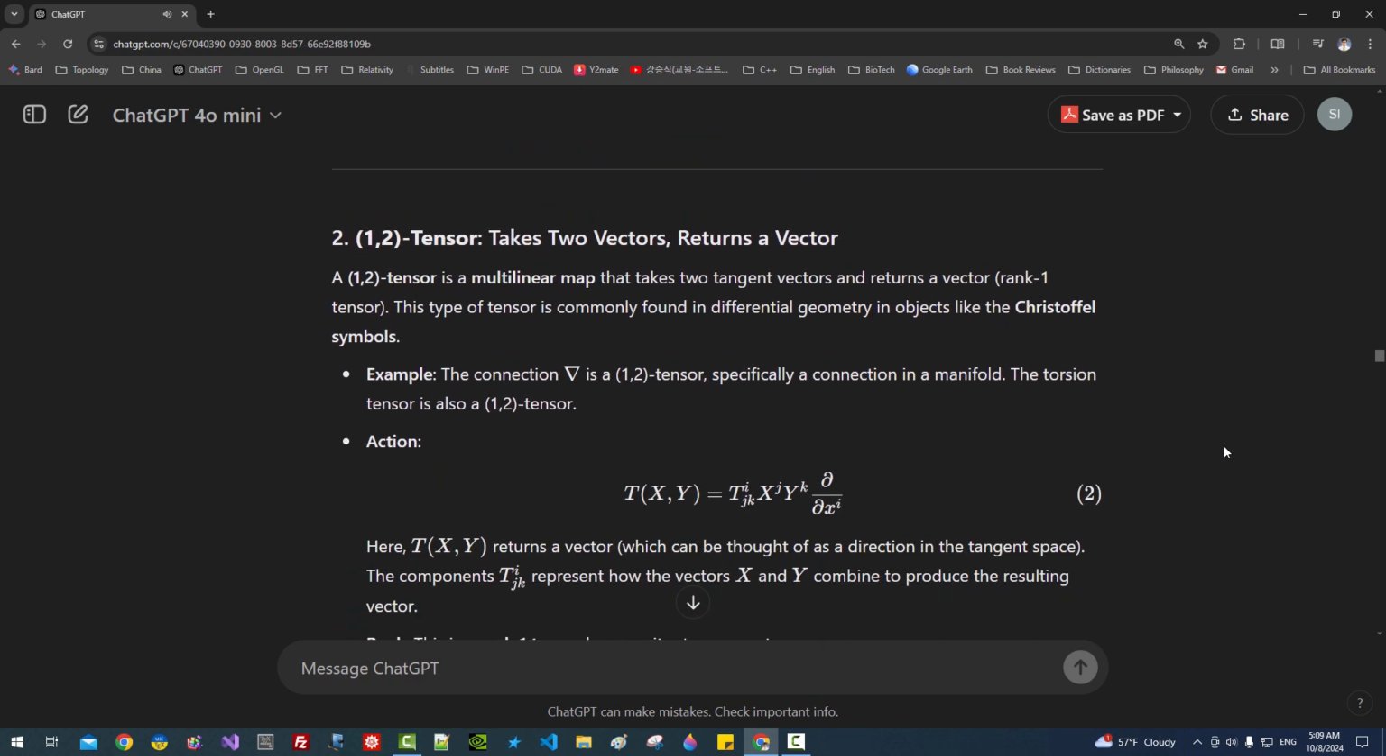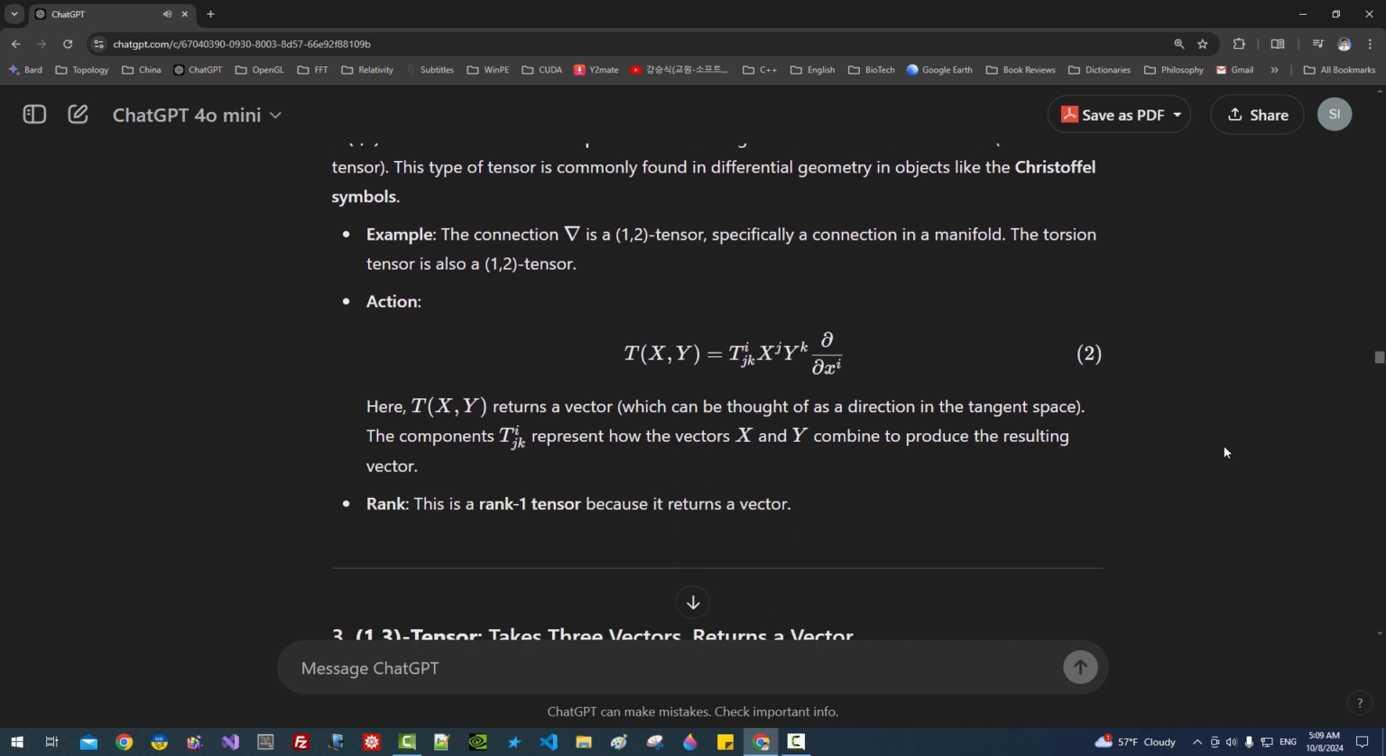2. (1,2) tensor takes two vectors, returns a vector. A (1,2) tensor is a multilinear map that takes two tangent vectors and returns a vector, a rank 1 tensor. This type of tensor is commonly found in differential geometry in objects like the Christoffel symbols. Example: the connection ∇ is a (1,2) tensor, specifically a connection on a manifold. The torsion tensor is also a (1,2) tensor.